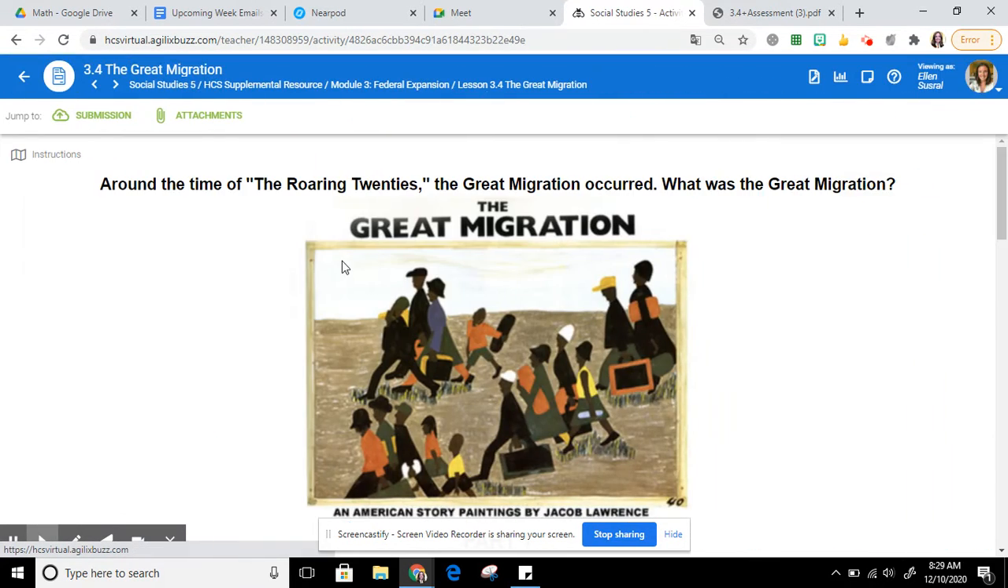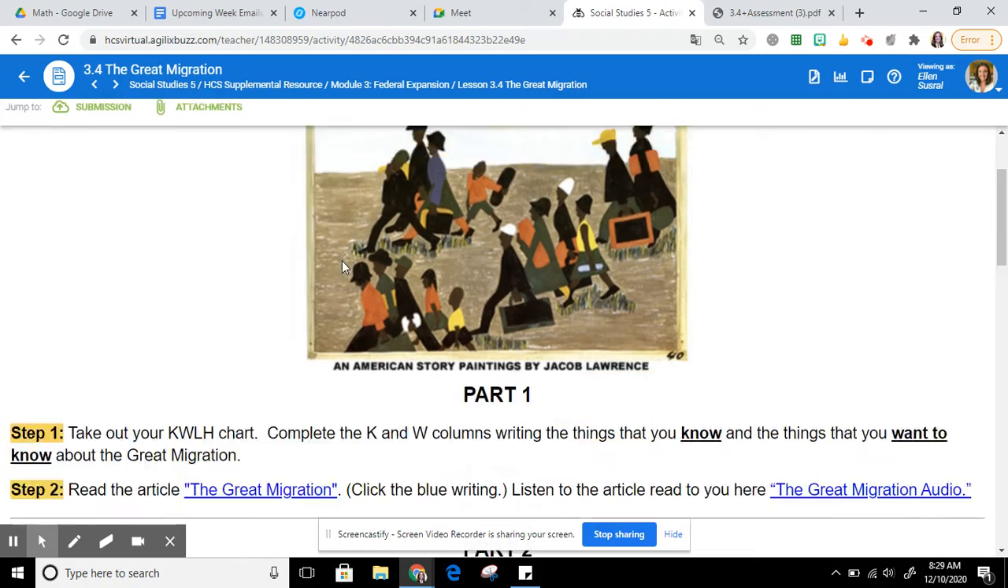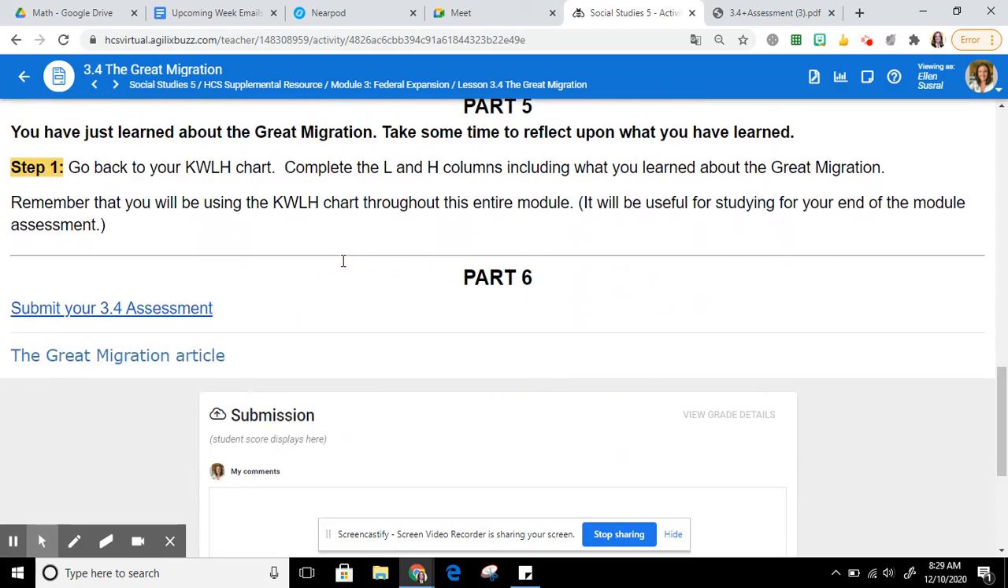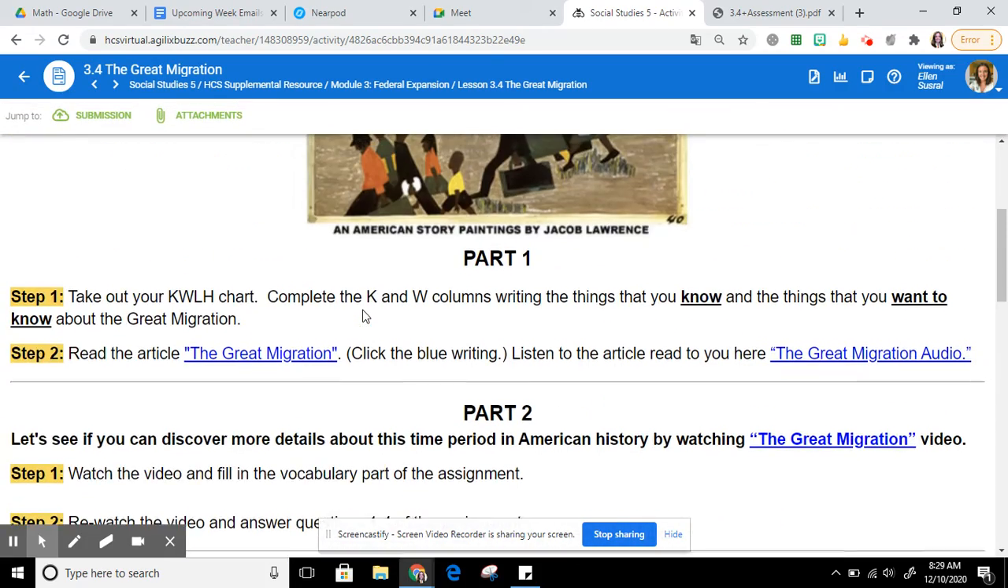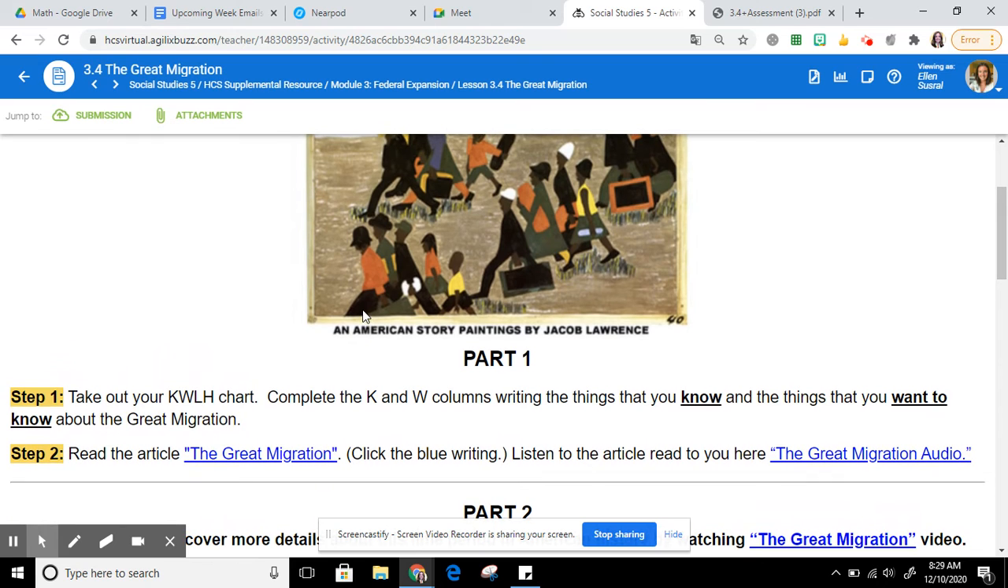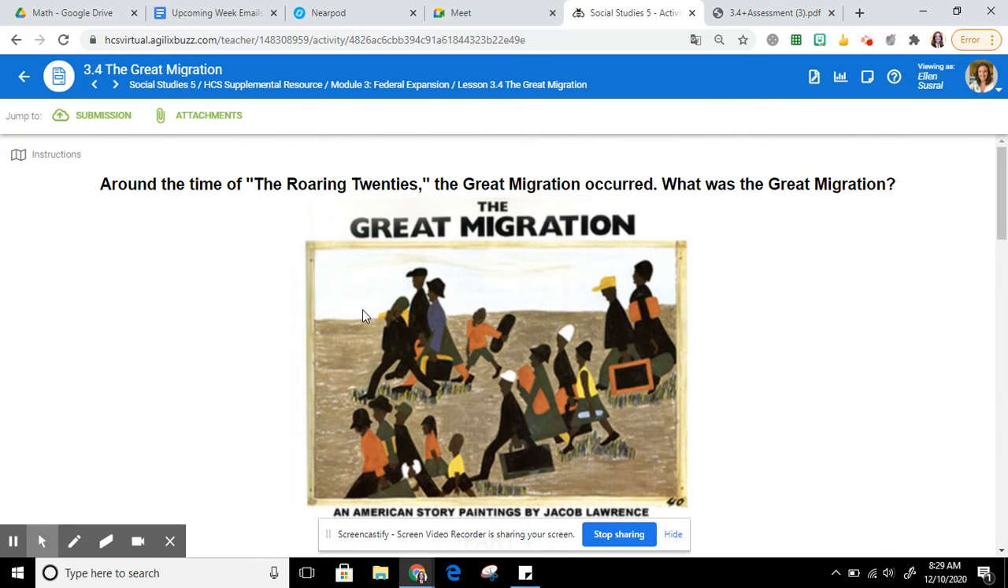And click on that. This is the same type of setup as the previous lessons. You've got it all on one page in different parts. I broke it up with lines here to kind of section it off for you to make it a little bit easier to go through. I'm going to go through it right now with you, and we'll talk about what you're doing for the assignment.